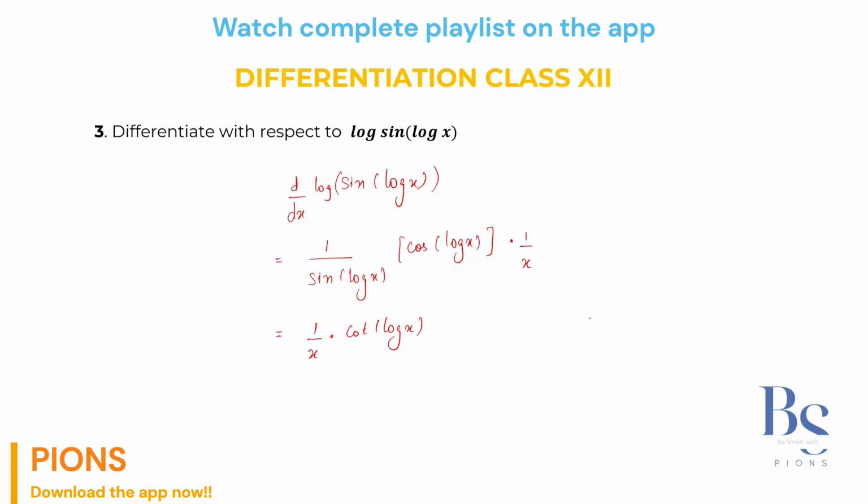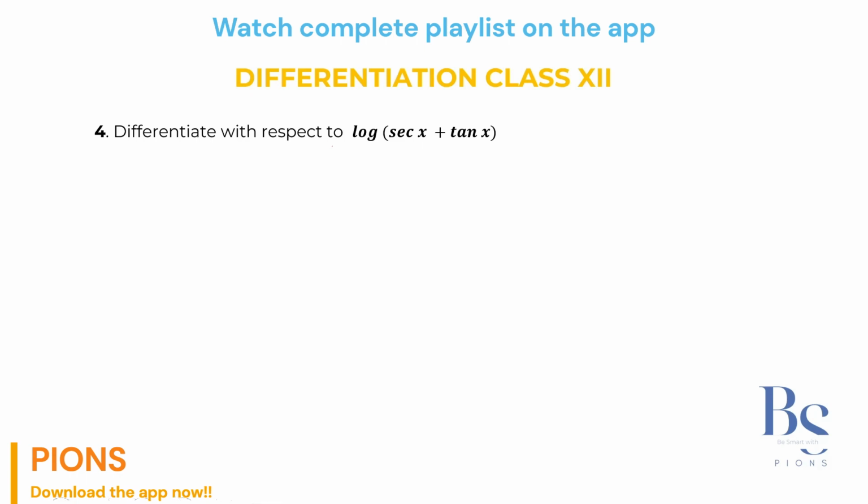Let's move to question number 4. Question number 4 says, again, differentiate with respect to x this particular function. Again, I am repeating what I explained in the previous question. Log of something. That something is the part on which the log function is operated. So the derivative of log of something is 1 upon something.